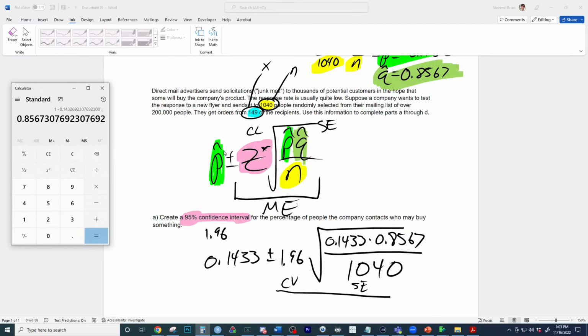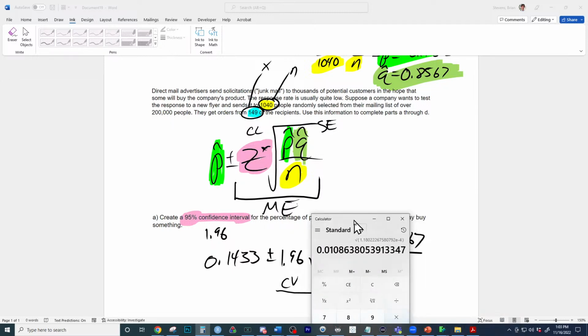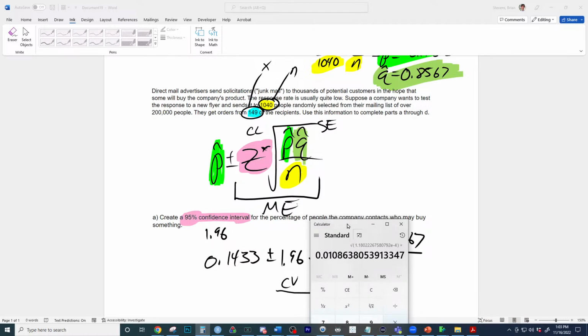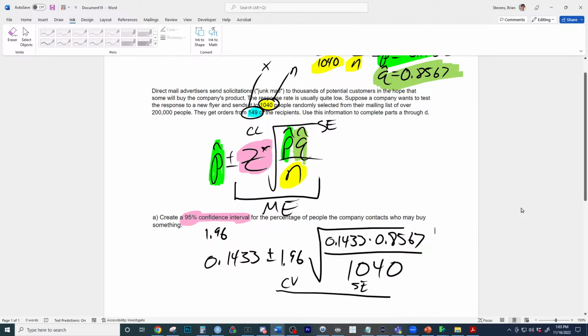And so let's go ahead and take 1 minus, there's that, times this, divided by 1040. Here is the standard error right there. That is the calculation for that quantity. Times by 1.96 is the margin of error. So 0.0213.